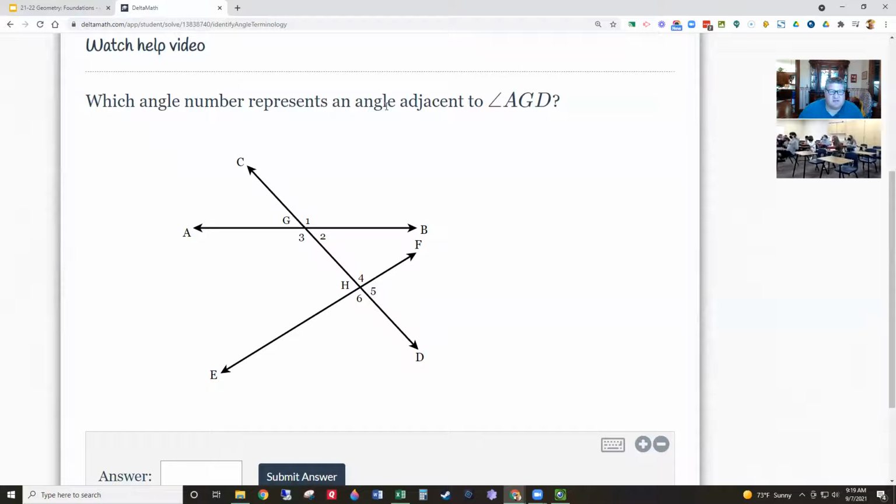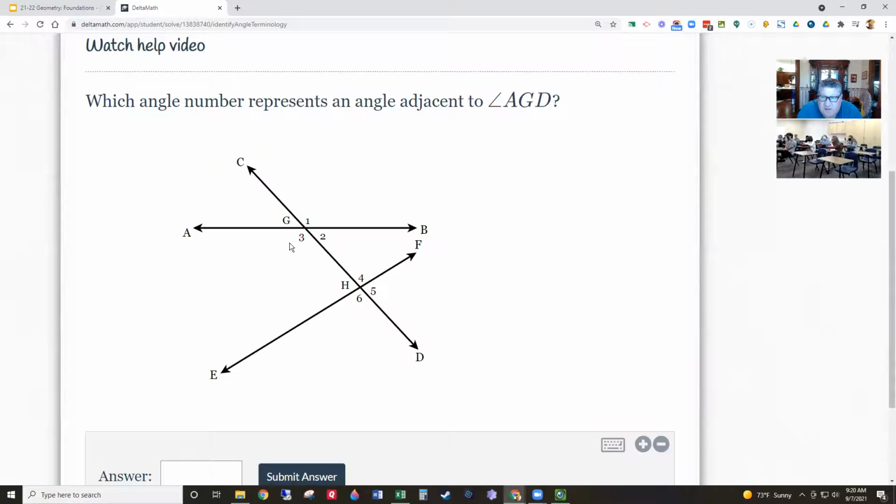Okay, identifying angles terminology. Which angle number represents an adjacent angle to AGD? AGD. So AGD is angle 3. What angle is adjacent to angle 3? What's the word adjacent mean? Right next to you. Right next to.